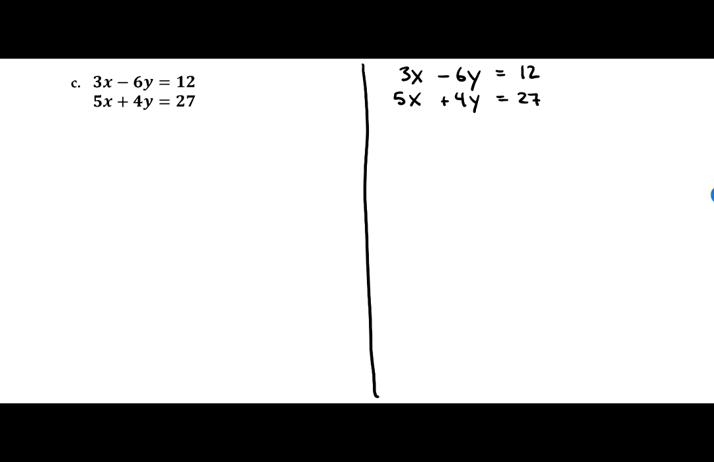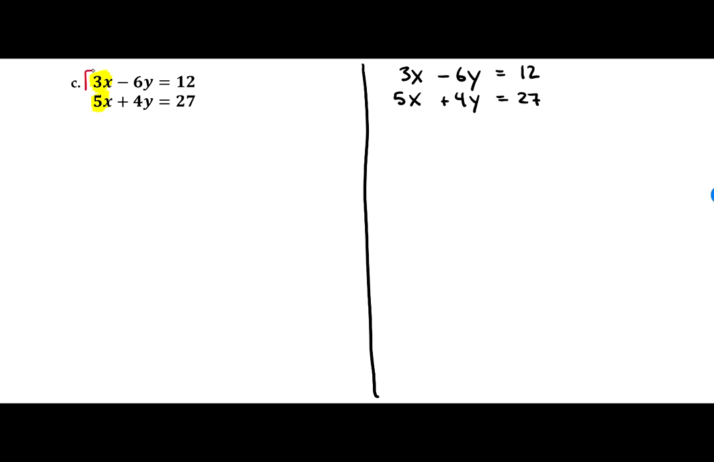So in the one on the left, if we focus in on the x's, we have a 3x and a 5x. We want to make the terms containing the x equal and opposite in sign. Now we could look at the least common multiple of 3 and 5. We can make that 3 into a 15 pretty easily. We can make that 5 into a 15 also pretty easily.